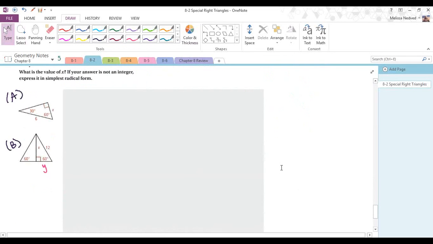These last two I want you to try on your own. You're looking at two different examples here, and you're looking for X in each. So go ahead and give those a shot, and then I will reveal the answers.